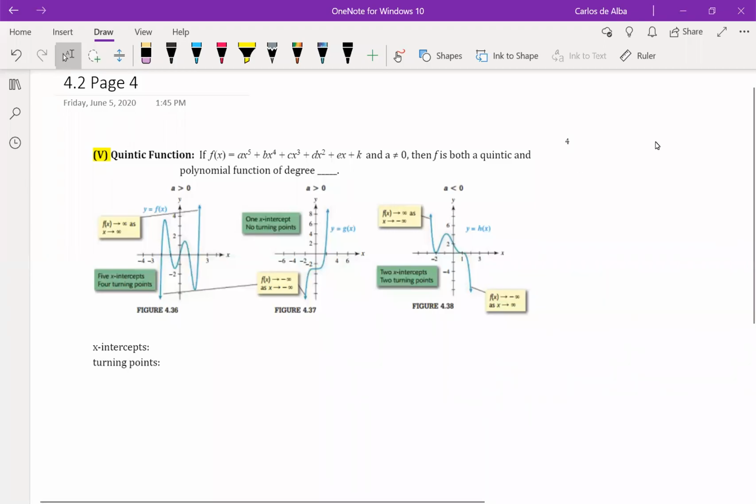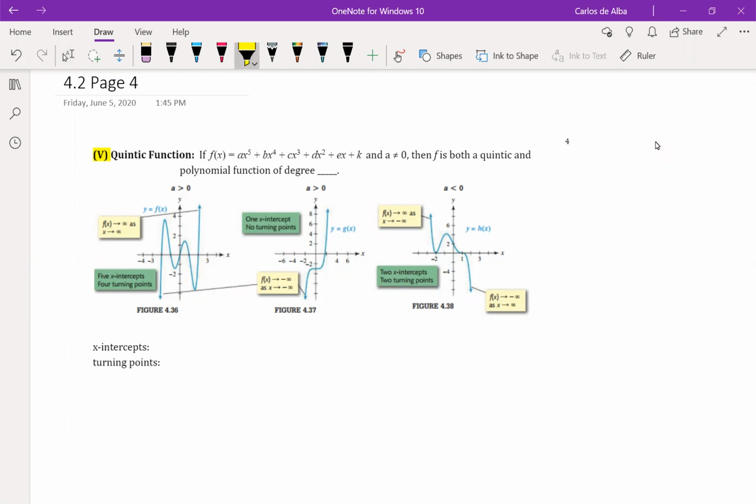Hey everybody, we're here to discuss 4.2 page 4, in which we have a quintic function f of x equals ax to the fifth plus bx to the fourth plus cx cubed plus dx squared plus ex plus k. So we've got this long quintic function that has a standard form where a does not equal 0.